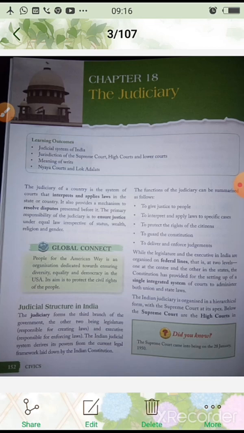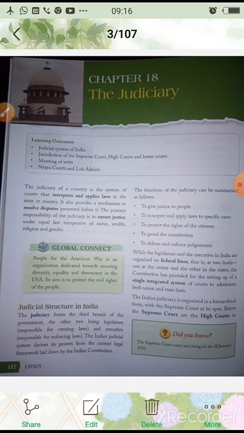Now, what is given? That the judiciary of a country is the system of courts that interprets and applies laws in the state or country. That whichever laws are there in our state or in our country, that is interpreted by the courts of a country. So it also provides a mechanism to resolve disputes presented before it. That whichever disputes are there, whichever cases are brought in the courts, that is being resolved by the courts only, by the judicial system.